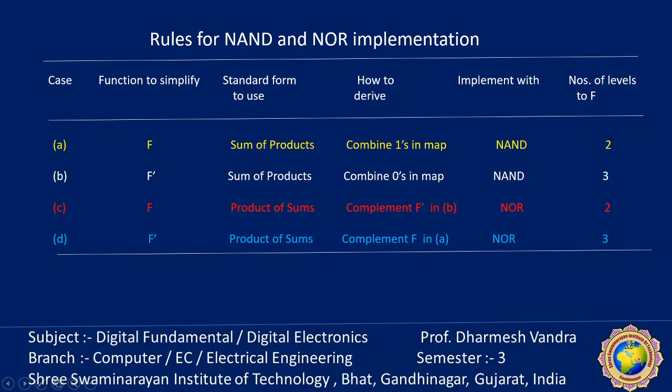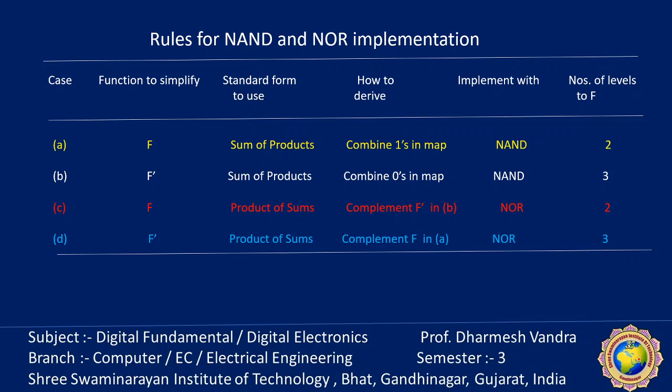Same for NOR gate. While if we take F dash, there are 3 levels because we have to combine zeros in SOP form and a 3-level NAND is there. While in POS form, we complement it in terms of POS, so F dash requires a 3-level NOR gate circuit.